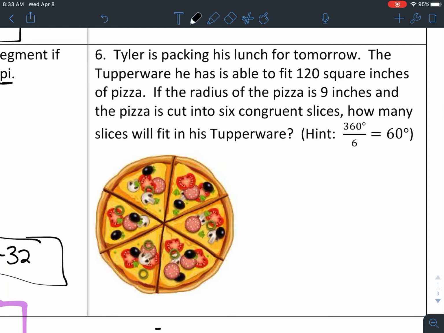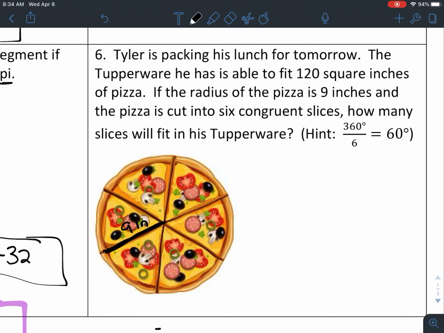So Tyler's packing his lunch for tomorrow. The Tupperware he has is able to fit 120 square inches of pizza. If the radius of the pizza is 9 inches, so you can draw this here, it will help you see this. I'm just shading my line. Draw 9, and then you can write 9 in, and the pizza is cut into 6 congruent slices. How many slices will fit in his Tupperware?